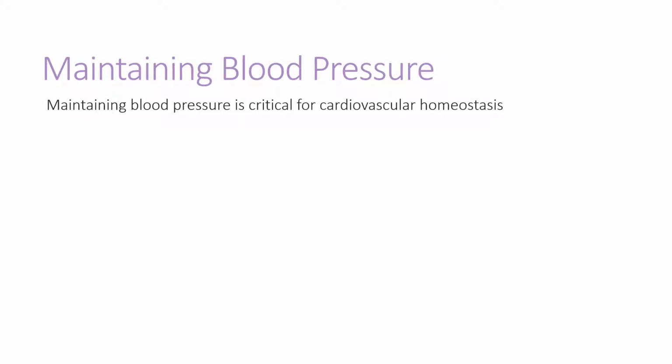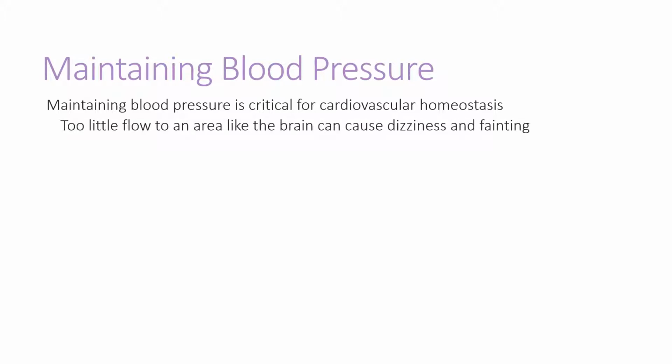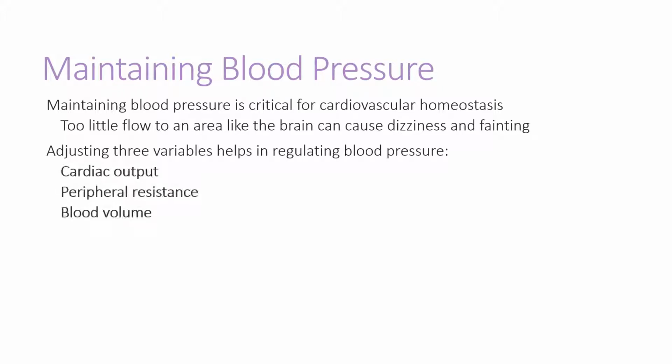Maintaining blood pressure is critical for cardiovascular homeostasis. Too little blood flow to an area like the brain can cause dizziness and fainting. Adjusting three variables helps in regulating blood pressure. Those three variables are cardiac output, peripheral resistance, and blood volume.